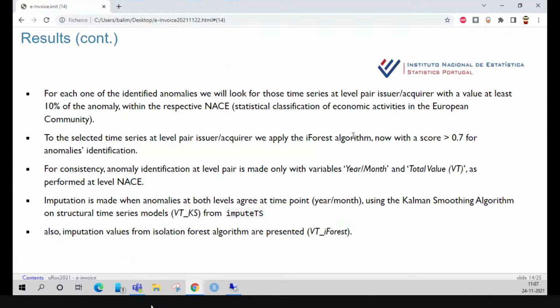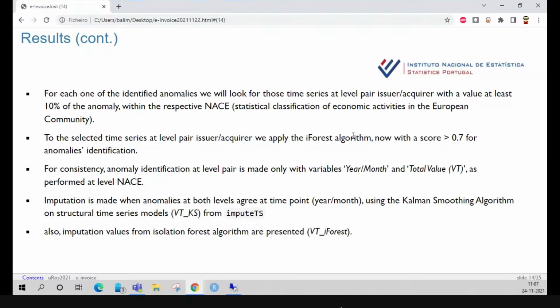So for each one of the identified anomalies, we look for those time series at level issuer-acquirer pair with a value of at least 10% of the anomaly within the respective NACE. With the selected time series at level pair, we apply the isolation forest algorithm, now with a score of 0.7 for anomaly identification. For consistency, anomaly identification at level pair is made only with the variables year, month and total value, as performed at level NACE. The imputation of new values is made when the anomalies at both levels agree in time point, year and month.